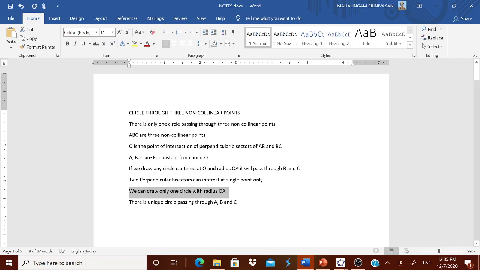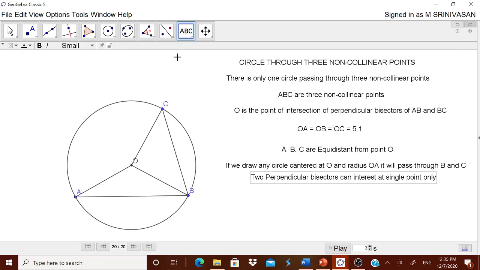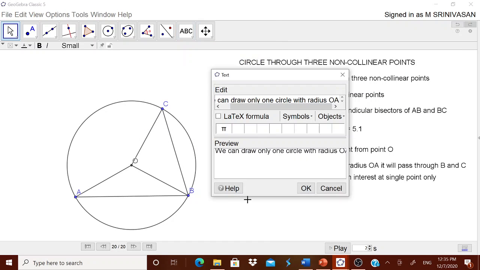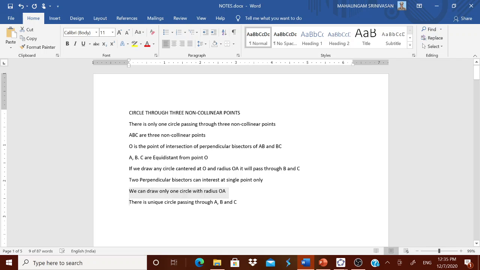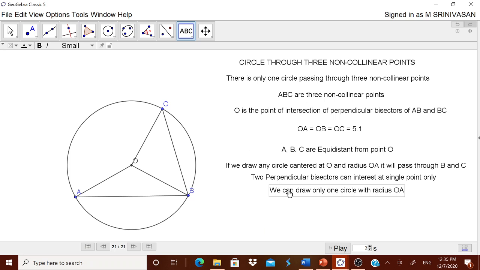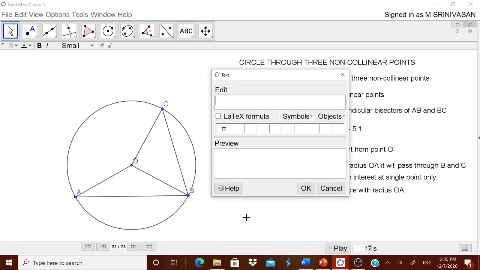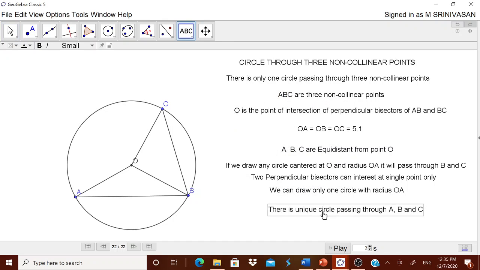For we can draw only one circle with the center at O. This is another declaration we can make. Therefore, we are coming to the final conclusion: it is unique. Now you see, if you have these wordings in the worksheet itself, if they come one after the other, the child will enjoy it better.